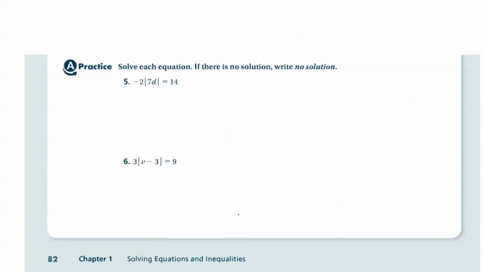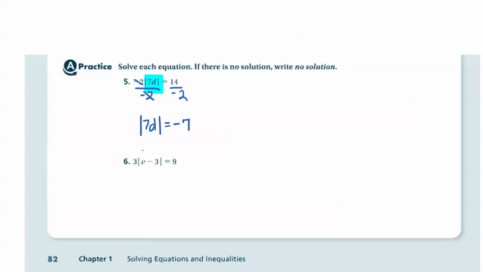Let's do number 5. So first question, is the absolute value alone? The absolute value is right here. Is it alone on the side of the equation? No, it's being multiplied by a -2. So we have to get it alone. So we're going to divide by -2 on both sides. Cancel, cancel. Absolute value of 7d is equal to -7.